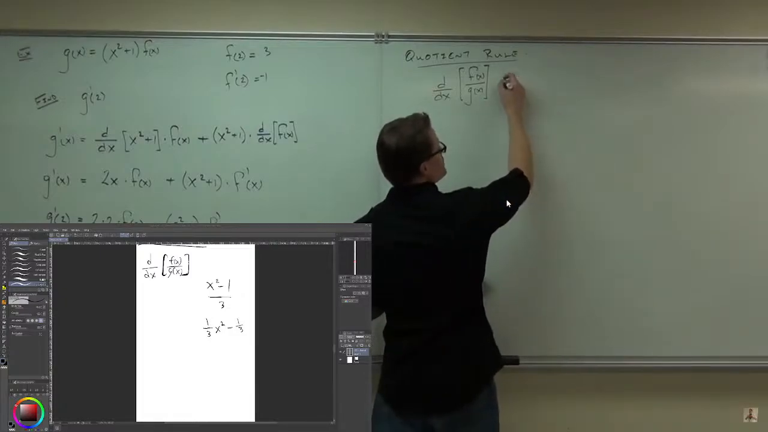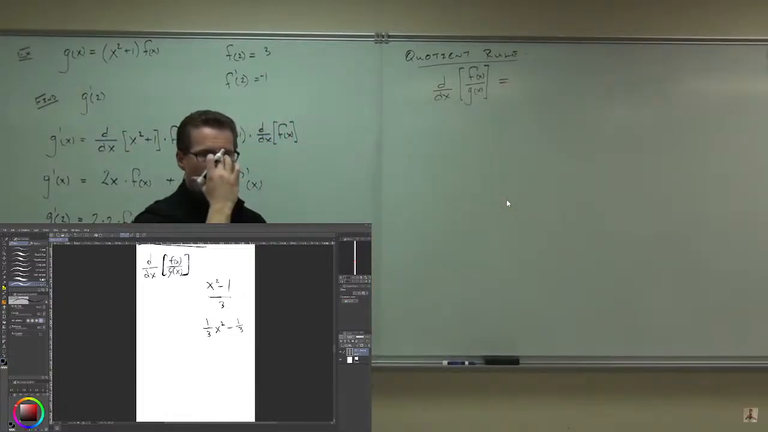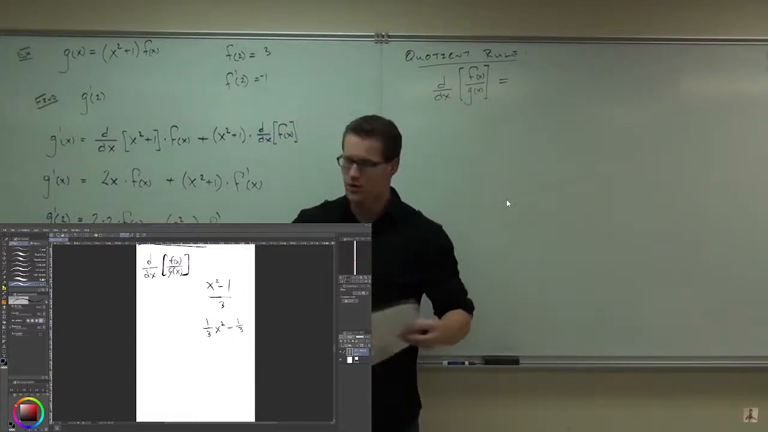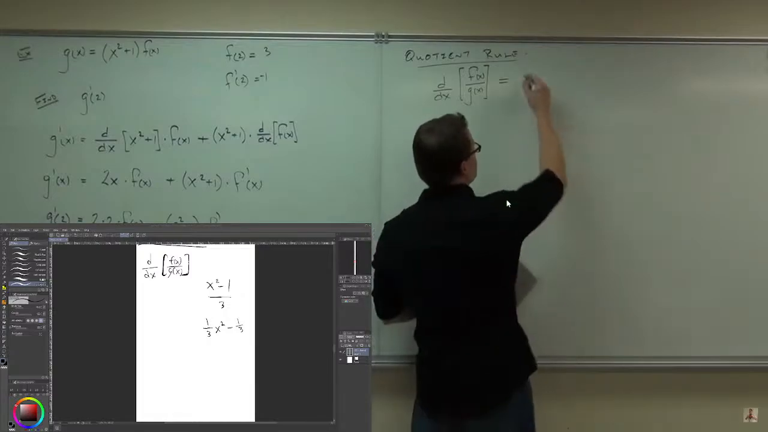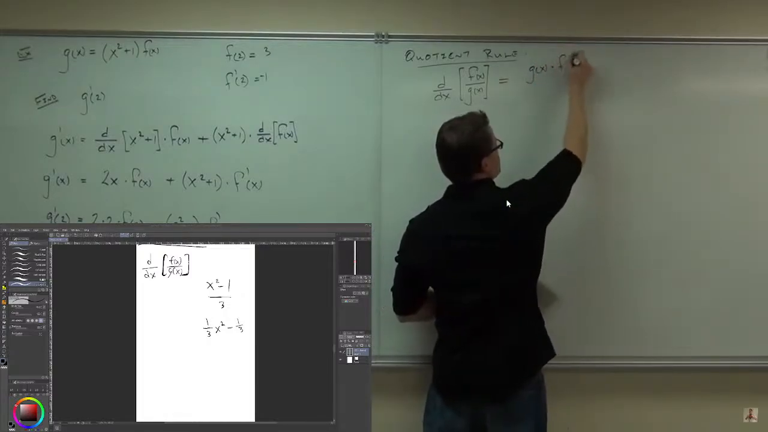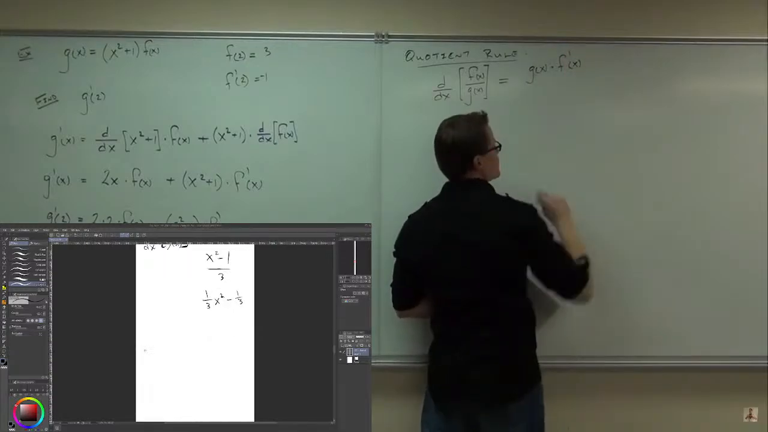Quotient rule says, okay, in order to take the derivative of a quotient, we're going to take some derivatives of each piece, but we're going to put them together in a unique way, just like we do with the product rule. It says you're going to take the bottom function times the derivative of the top function.